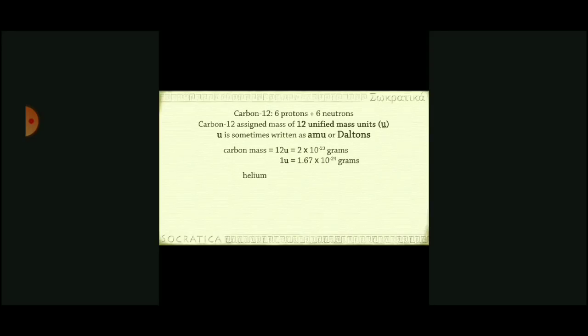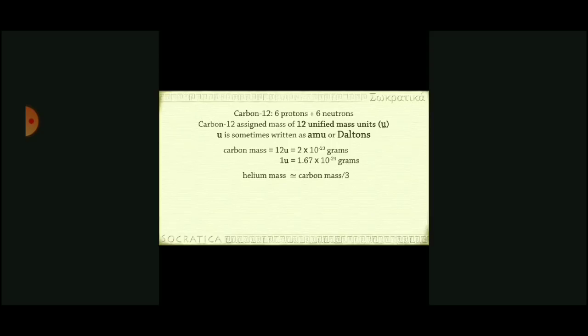That U is sometimes written as AMU or Daltons. It is essential to consider this isotopic mixture while calculating the atomic mass of an element. So we can write carbon mass is equal to 12 U, that is 12 unified mass units. That 12 U is equal to 12 into 10 to the power 23 grams. So 1 U is equal to 1.67 into 10 to the power minus 24 gram.